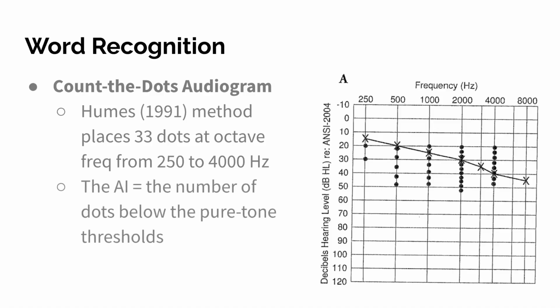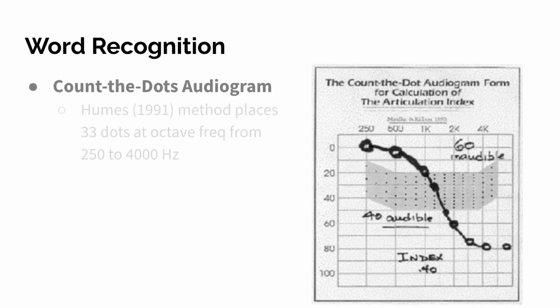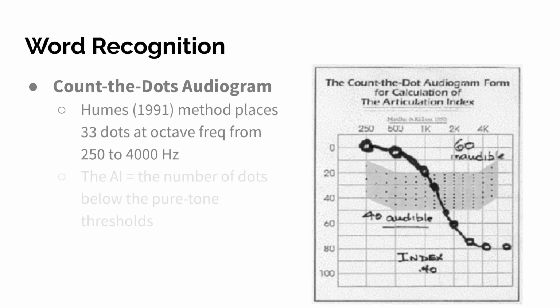In this case, it was called the articulation index, not the speech intelligibility index, because it was the predecessor to the speech intelligibility index. Another variant here is the same one, just an example on a different audiogram, where I think they used 100 dots instead of 33 dots. Same idea. It's the number of dots above the audiogram contour on the right side.